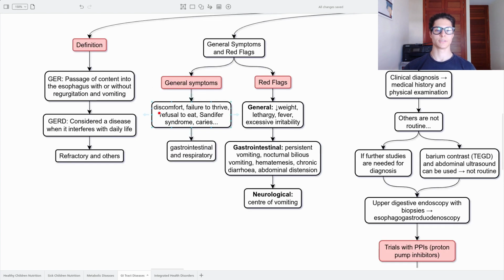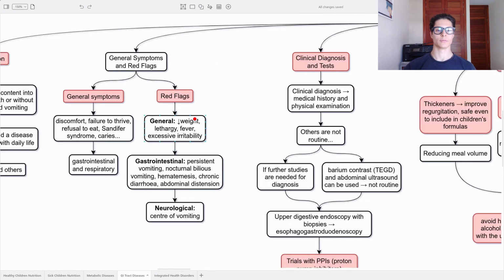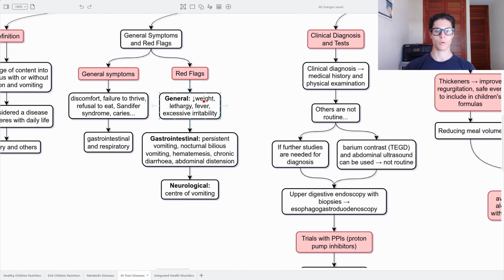The general symptoms are discomfort, failure to thrive, refusal to eat, the Sandifer syndrome, and caries. It can also give gastrointestinal and respiratory symptoms. The red flags are, as a general rule, lower weight, lethargy, fever, excessive irritability. At the gastrointestinal level, the persistent vomiting, nocturnal bilious vomiting, hematemesis, chronic diarrhea, and abdominal distension. And from a neurological level, the center of vomiting.